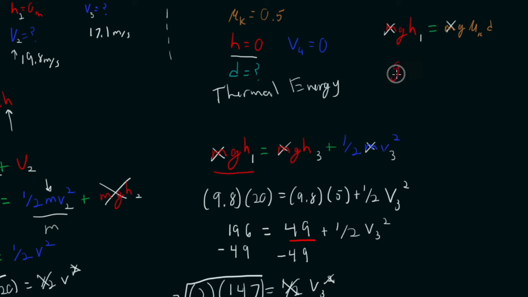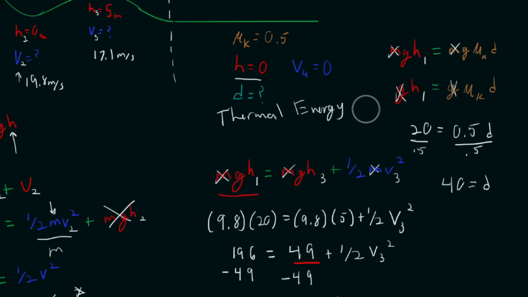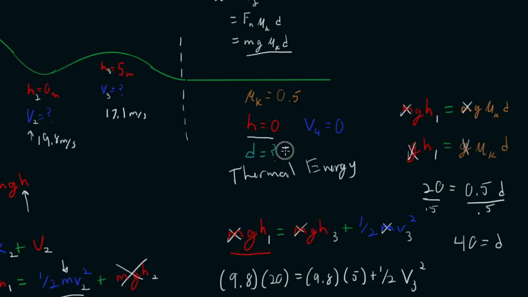And we end up with gh1 equals g mu k d. Now we have g on both sides, so we could actually factor that out as well. And what we end up with is our initial height of 20 will be equal to our mu k times d, which was 0.5 d. So we can divide both sides by 0.5. And so I will end up with 40 for final distance. So this object will be able to travel a distance of 40 meters before coming to a stop based on that coefficient of friction.